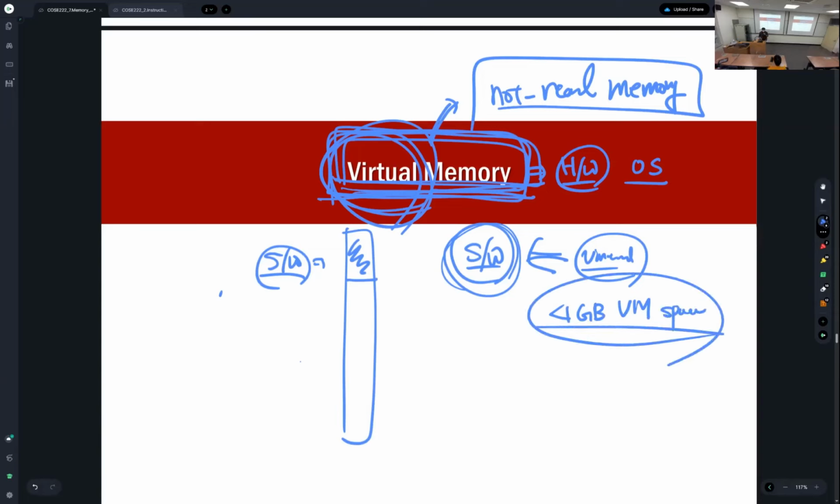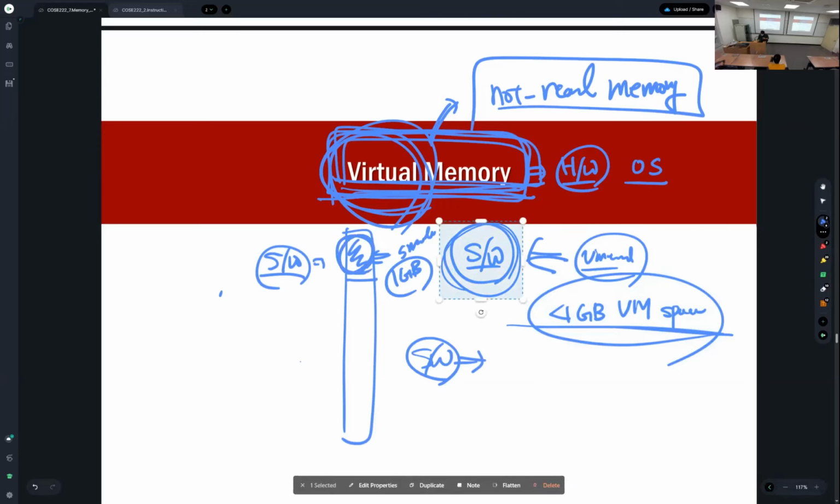Okay, it's a very large virtual memory space. Then software can write the code, assuming we can access this very large virtual memory. But actually, the physical memory size is very small, like 1 gigabyte. This 1 gigabyte of physical memory space can be used like a cache.